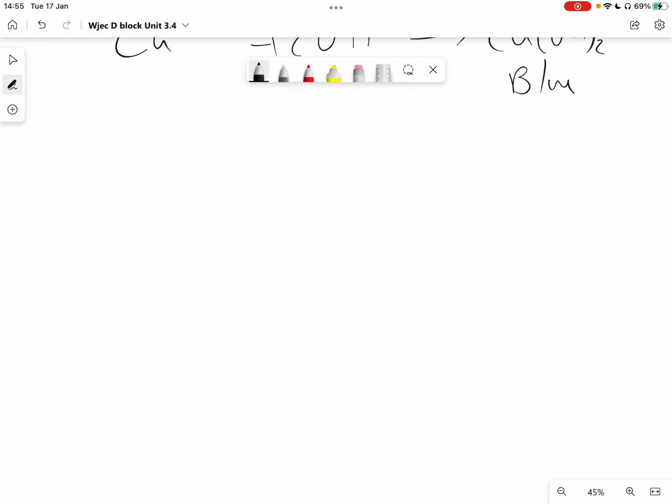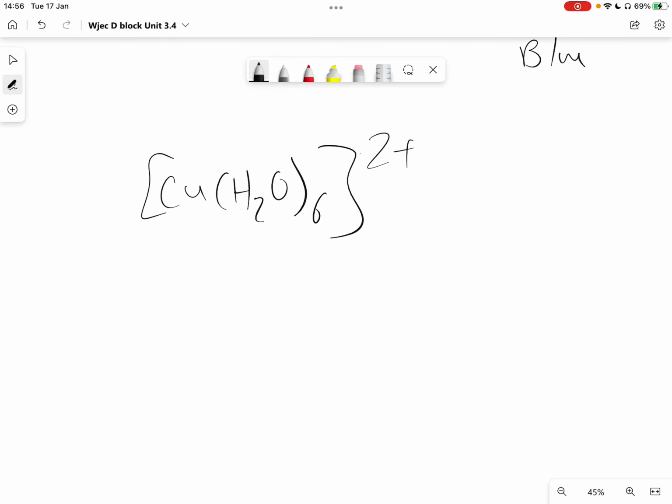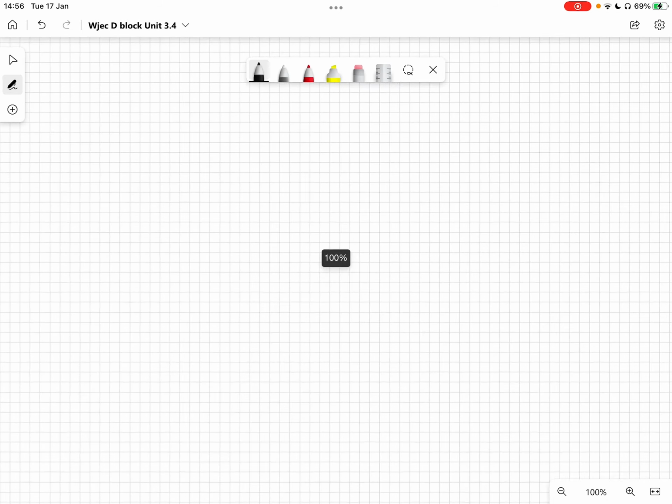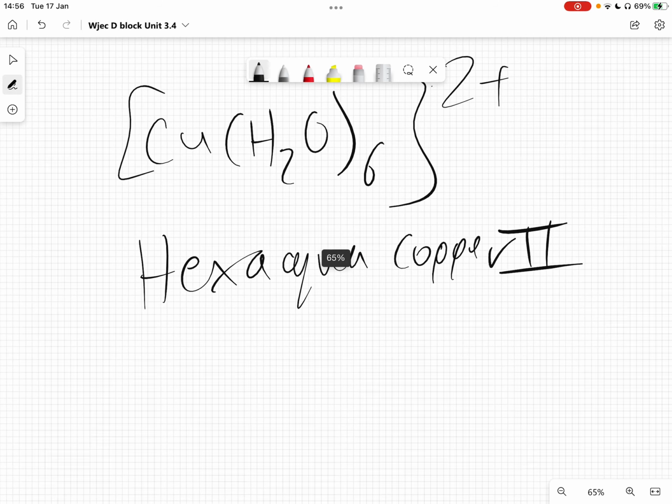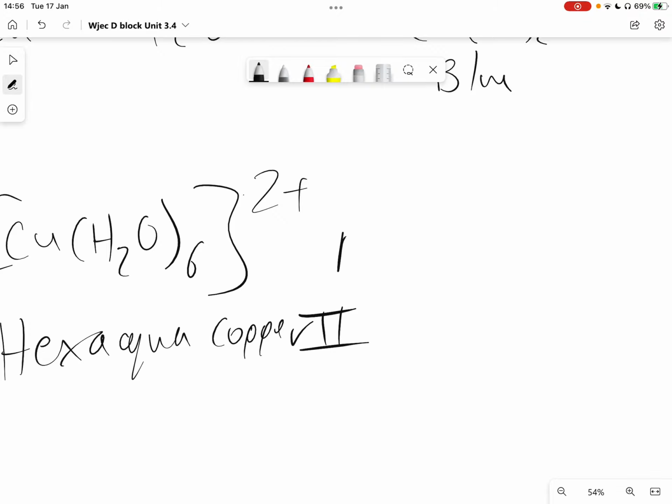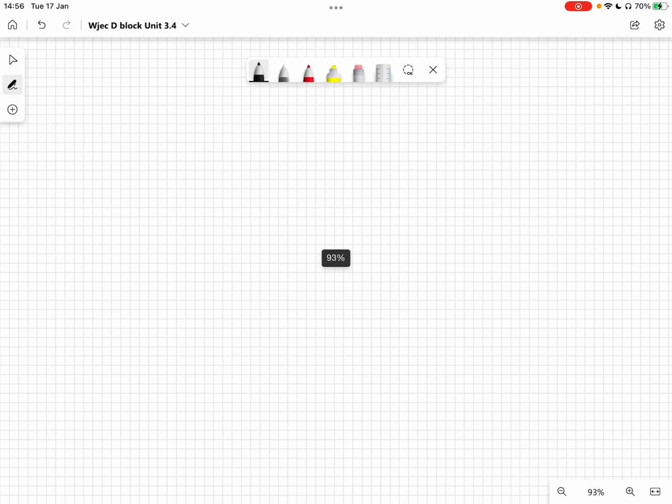Okay, so hexaaqua copper 2. Don't forget the 2 in the naming of it. I always forgot to do that. So what I mean by that is it's going to be hexaaqua copper 2, like so. Okay, so the next one you need to know about, so that's the copper one, and of course, did I say the colour? Sorry, I didn't say the colour. That is going to be a blue, so like the copper sulfate kind of blue that you'd see in the lab.